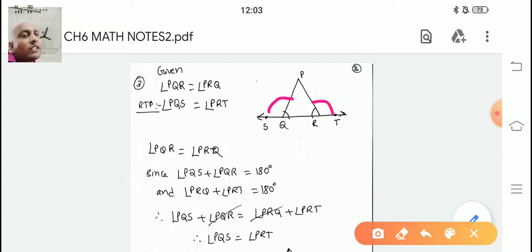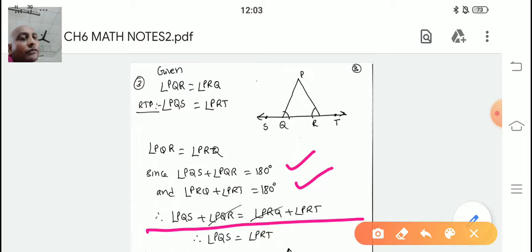We know very well PQR plus PQS is 180 degrees, a linear pair. Similarly, PRQ plus PRT is 180 degrees, a linear pair. Once you get the two linear pairs, subtract these two equations. Both the sides, PQR and PRQ, can be cancelled. Reason: they gave that these two are equal. So PQS is equal to PRT, hence proved.